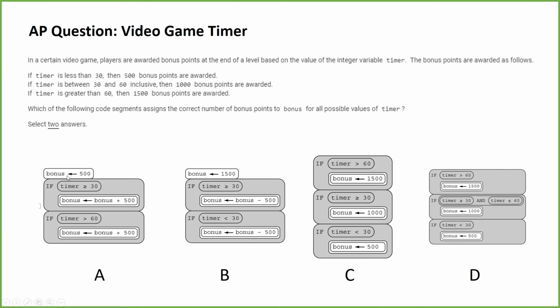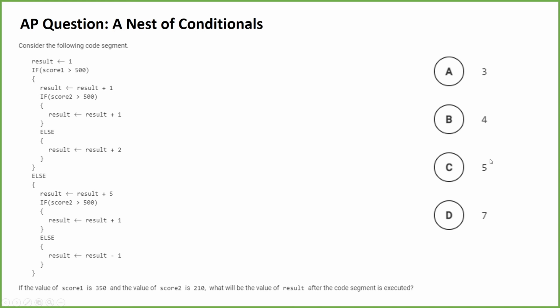So I already found it was A, it was true, and then D would be the other one. Timer is greater than 60, set it to 1500. It has the conditions here using AND: greater than 30, less than or equal to 60, and less than 30. So these are the exact conditions in here.